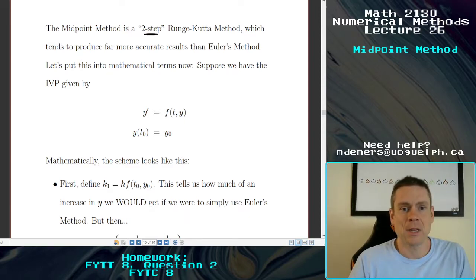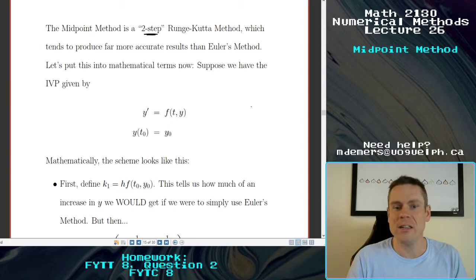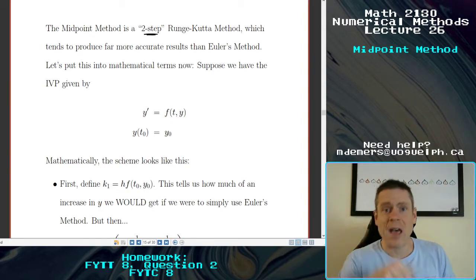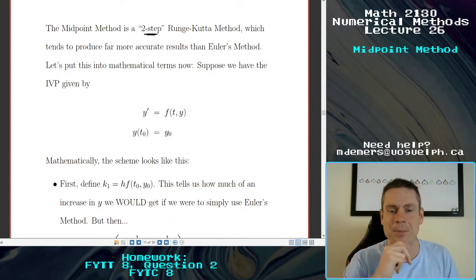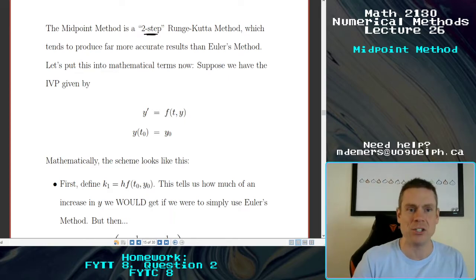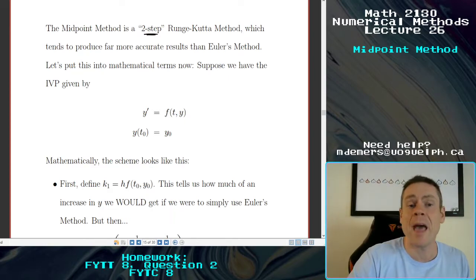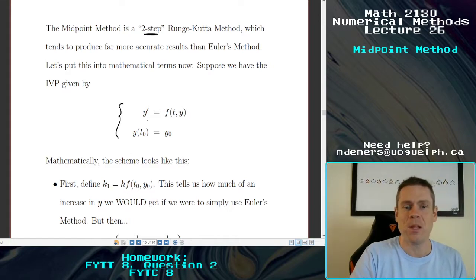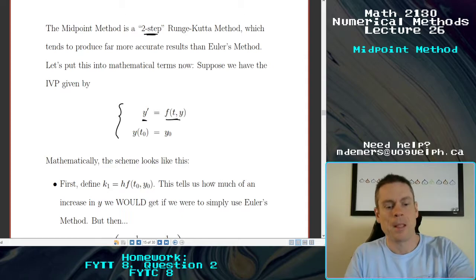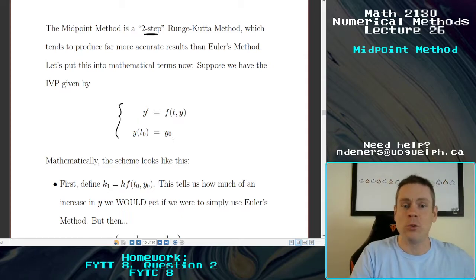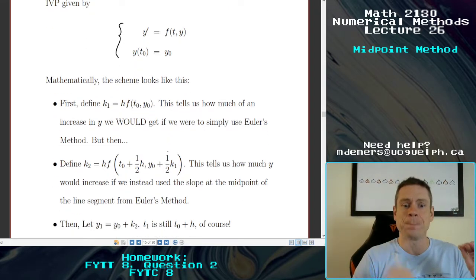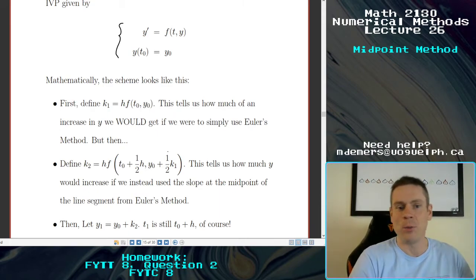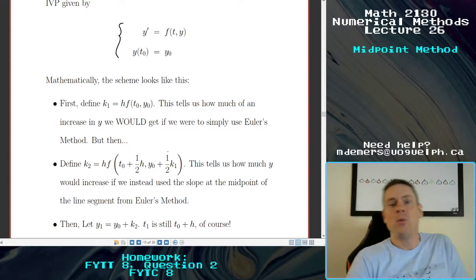So let's put this all into mathematical terms, because that's what we need to use at the end of the day. These two steps are things that we want to codify into some actual algorithmic steps. So we want to be able to actually do calculations that involve these things. Suppose that we have the same sort of IVP that we had before. So we have y prime equals some function, and then y of t0 equals y0. The scheme looks like this. We're first going to define k's here. You can use whatever you want, but I like k1, k2, and so on. We want these two steps.